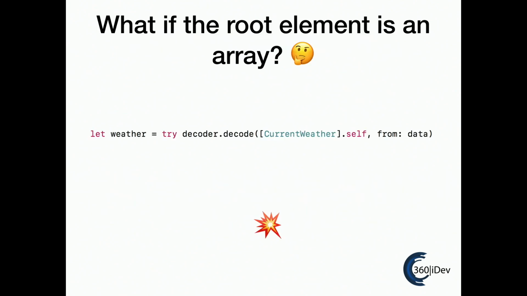Another common occurrence is, what if your root element is actually an array of things? All you have to do is put your element, so current weather, if I had a bunch of forecasts in a row, just put that in an array, and everything else takes care of itself. So you're going to get an array of those objects automatically.